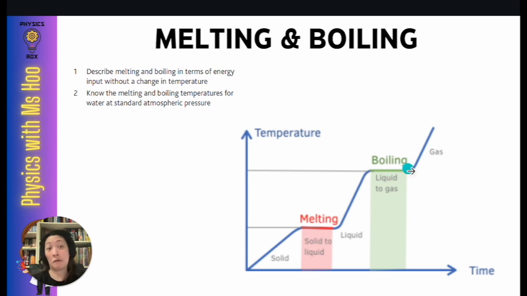If somehow we were able to trap all the gas particles in a container and continue to apply heat while measuring its temperature, you'll find the gas particles will also continue to increase in temperature. You also need to know the melting and boiling temperatures for water at standard atmospheric pressure, which is something you should have already known since you were a kid. The melting temperature for water is of course 0 degrees Celsius, while the boiling point is 100 degrees Celsius.